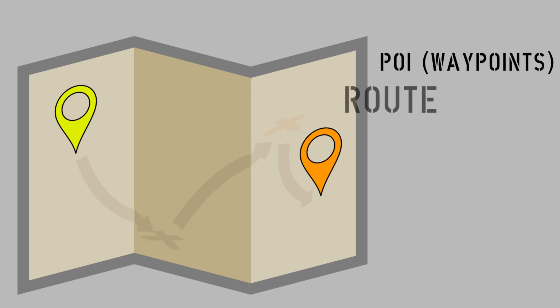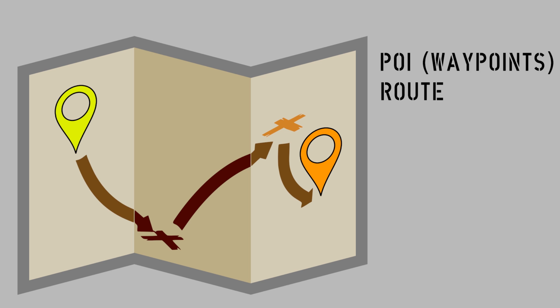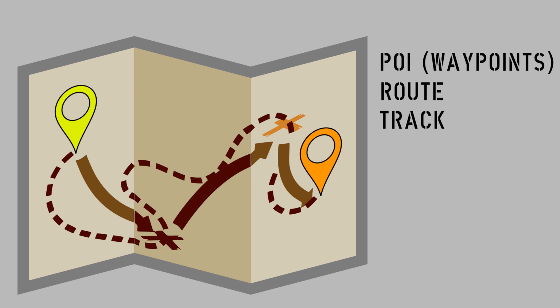The second term is route. A route is a rough polygon of a trip. It is normally what you upload to your cell phone. The third term is track. It is like a route but with much higher granularity. It is normally what you download from your cell phone or GPS device.